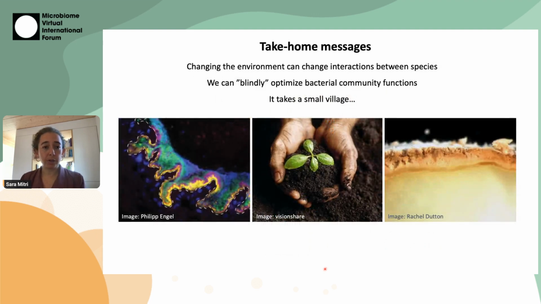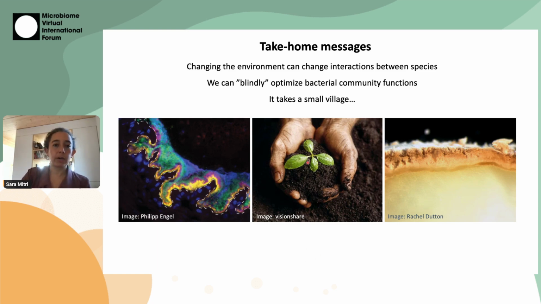Okay, so that brings me to the end of the talk. Just a couple of take-home messages. I've shown you in the first part that changing the environment can change interactions between species. So just remember, if you're going to measure interactions between microbial species in a given community, these will not be constant. This will very much depend on how you grow them, how you measure the interactions, at what point in time or in space you measure the interactions. And you can also use that to control them.